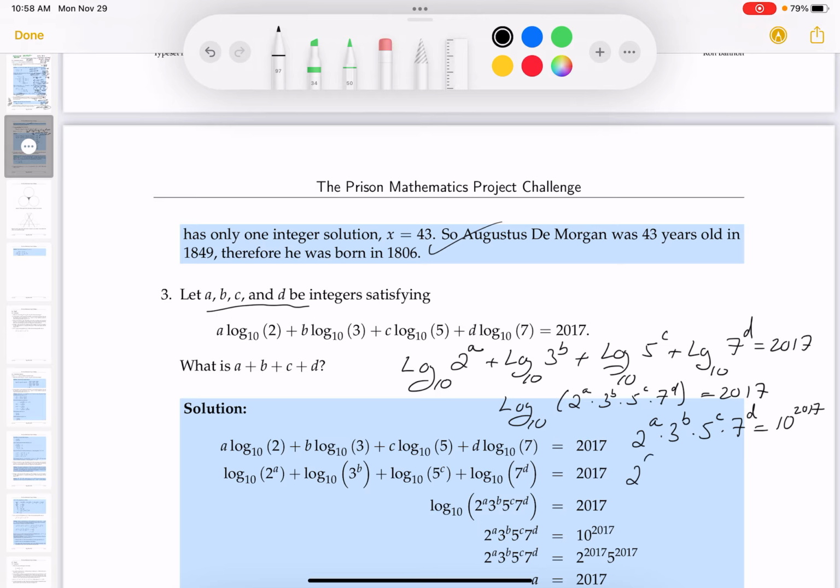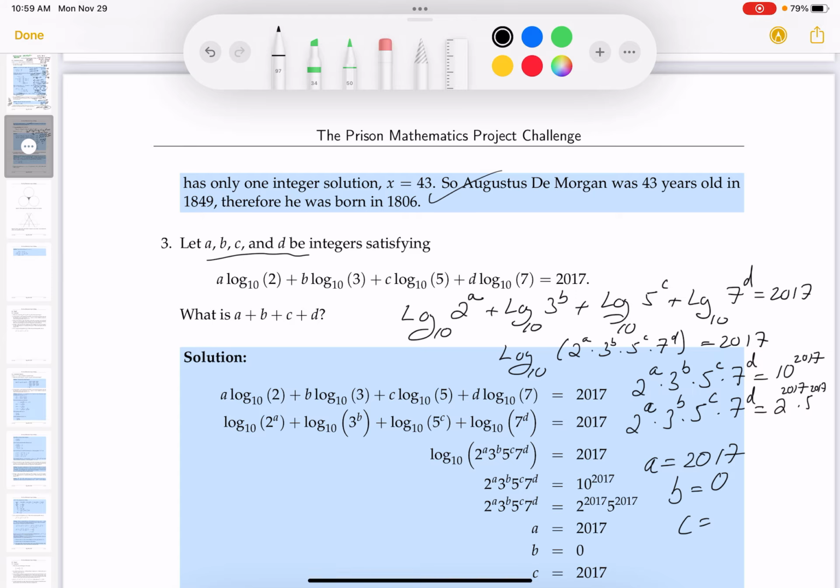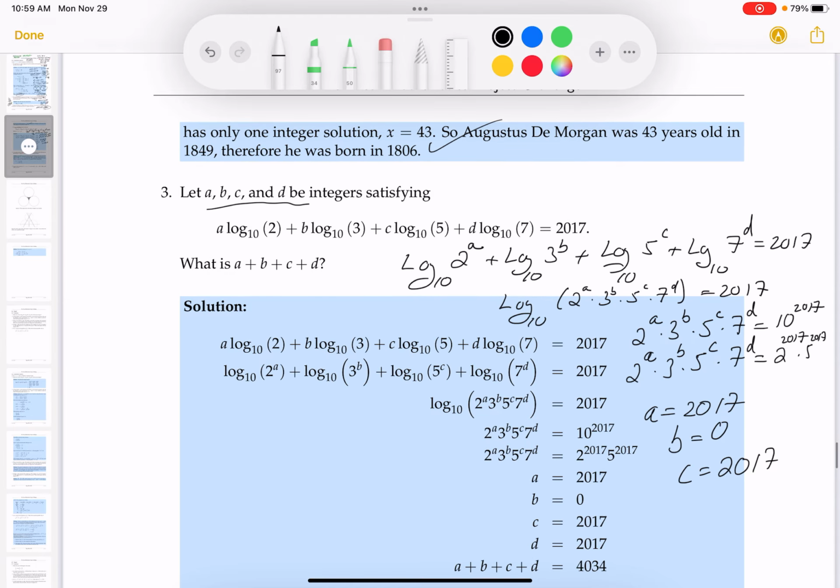So 2 to the A, 3 to the B, 5 to the C, 7 to the D, and that's going to be 2 to the 2017 times 5 to the 2017. So what do I know? I know A now has got to be 2017, and B has to be 0, because there are no 3s. C must be 2017. There are 2017 factors of 5, but there are no factors of 7, so D has to be 0.